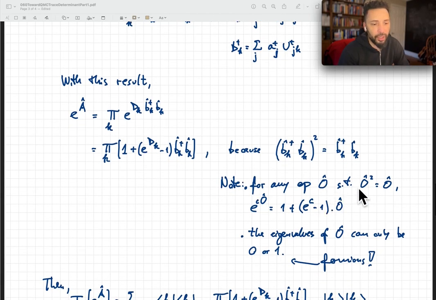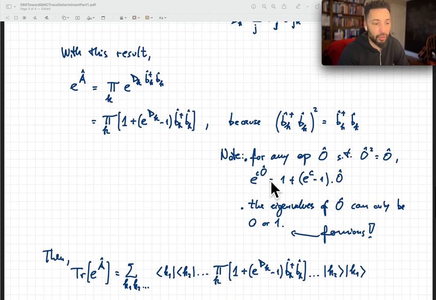So for any operator O such that the square is itself, first of all, the exponential of that operator is always going to be 1 plus (e to the c minus 1) times the operator, where c is just some constant. And you can show that very easily by doing a Taylor expansion of this operator. You'll find that there's no power greater than the first power of O that appears, and it appears with this coefficient e to the c minus 1. And so that's one property.